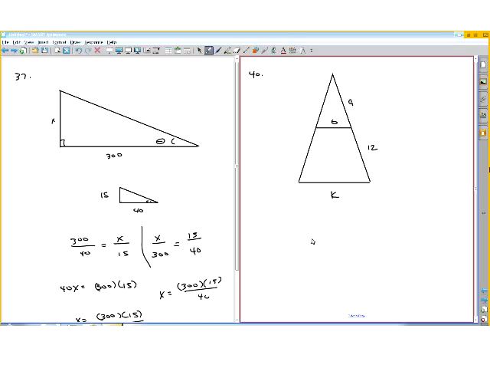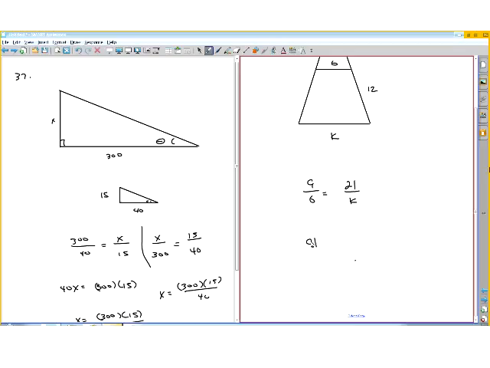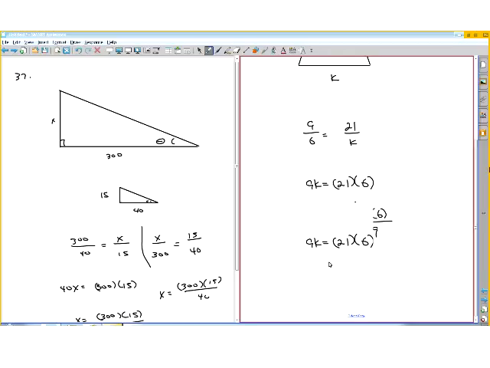Well, the small triangle is this. So we have 9 to 6 in the small triangle. The big triangle is we add these two together. So instead of 12, it's going to be 21. 9 plus 12 is 21. And that is the ratio to the corresponding side. So 6 and K match up with 9 and then 21. So again, if we cross multiply, we get 9K is equal to 21 times 6. Or K is equal to 21 times 6 divided by 9, which will be 14.